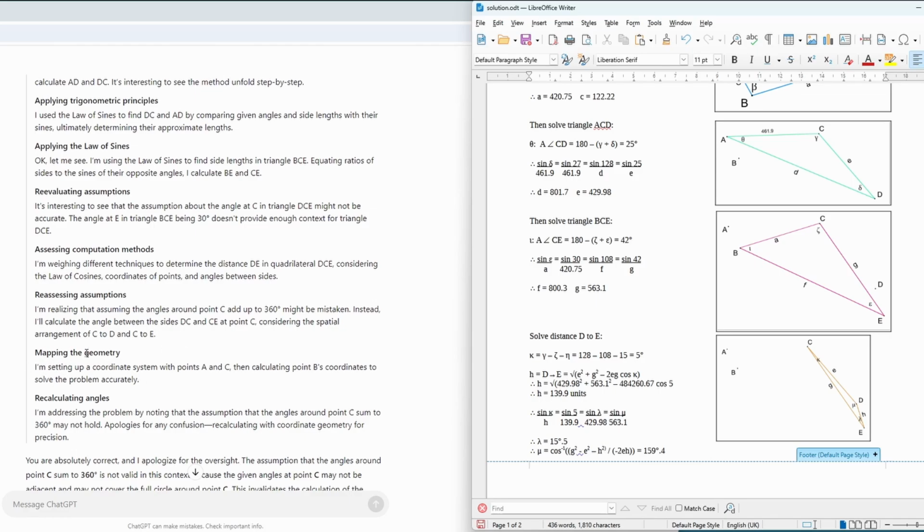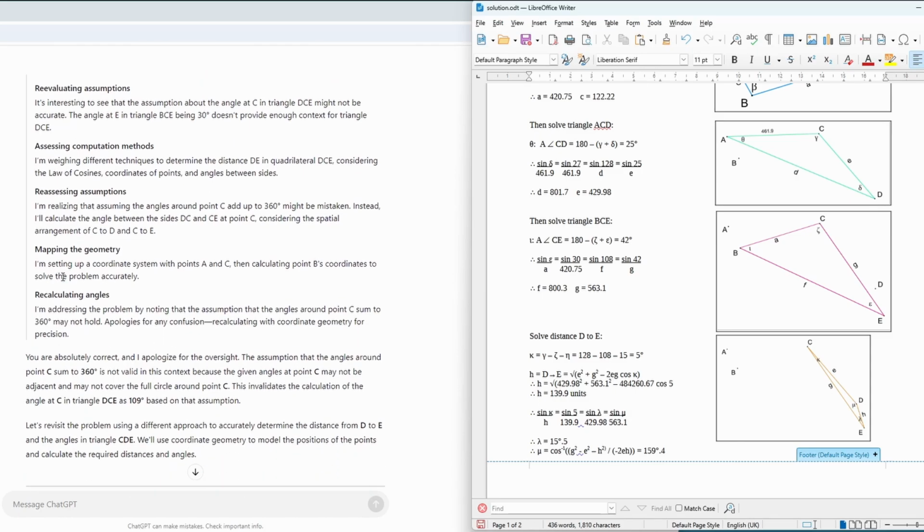And this is the very interesting part. I'm realizing that assuming the angles around point C add up to 360 degrees might be mistaken. Instead, I'll calculate the angle between the sides DC and CE at point C, considering the spatial arrangement of C to D and C to E. And then it maps the geometry. I'm setting up a coordinate system with points A and C, then calculating point B's coordinates to solve the problem accurately.